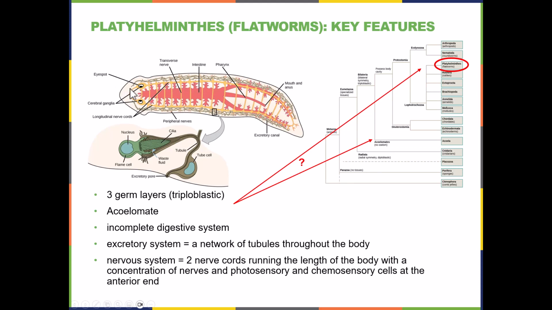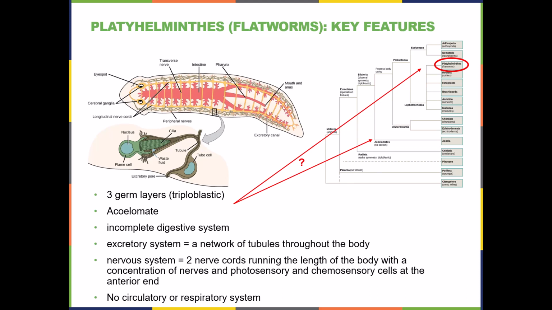They also have sensory cells at the front end, so there is some cephalization, the formation of a head, and they have their sensory system concentrated in the head end. They have these eye spots, so they are sensitive to light. They also have chemosensory cells, which allows them to respond to chemicals. Notice they have no circulatory system. They do not have a respiratory system.